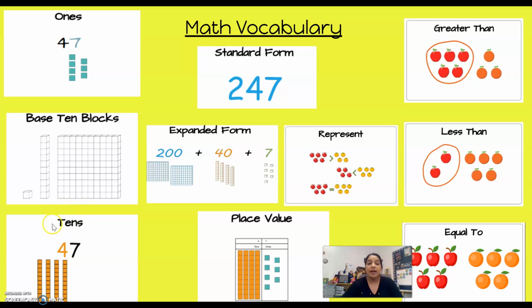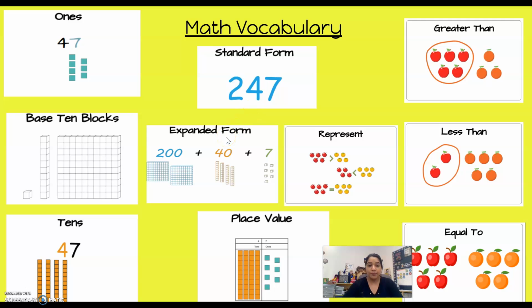Next we have tens. So tens, we're going to look at the first number right here, 47. So 47 has 4 tens. Standard form. Standard form is what we usually see. So this one says 247. So this number in digit form is the standard form.